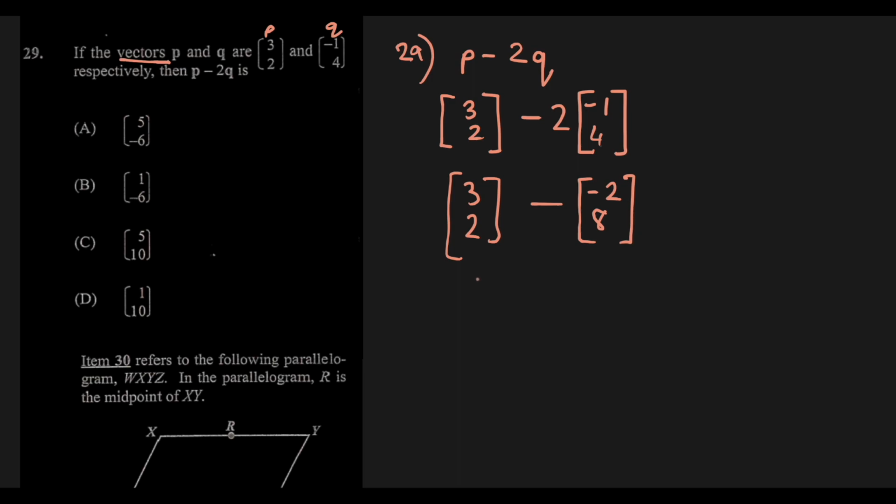So now I have 3 minus negative 2, then 2 minus 8. So 3 take away negative 2 is going to turn to a plus, which is going to give me 5. And then 2 minus 8 is minus 6. So the answer is (5, -6).